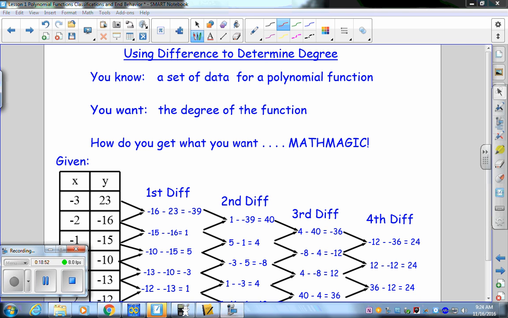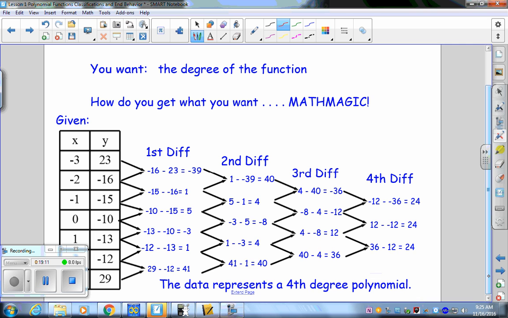Okay, and the last thing is, so we can determine the degree sometimes by looking at the shape of the graph. There is also another method. We can use the difference to find the degree. So it says we know a set of data for a polynomial function, and this only works if we know the points, and we want to know the degree. So how do we get what we want? Math magic. All right, so here's what you do. Here's my table of x's and y's. So what I want to do is find the difference between the y values for each combination of 2. And you just keep doing this until they're all the same.